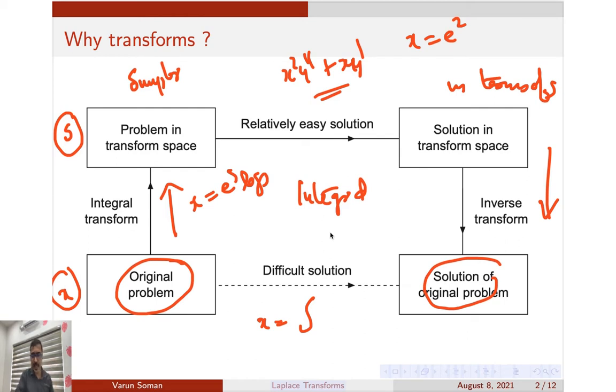That's the basic idea. You'll understand more about this method when we go deeper into the theory of the Laplace transform. So this is just an indicative idea of what we are going to do. You will have to study many things here. You need to know what a transform is.